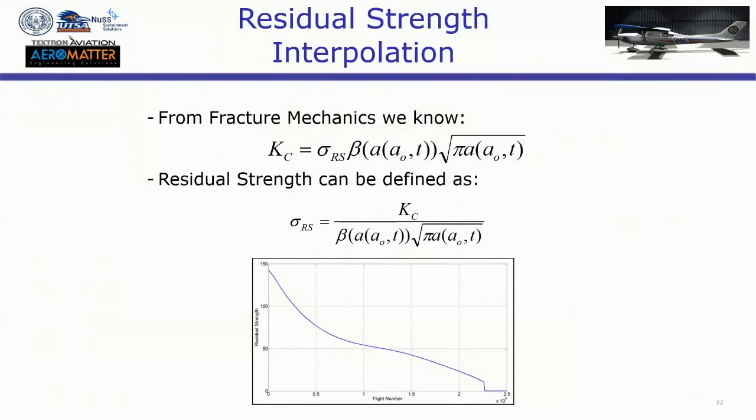Okay, so when we do residual strength, we know from fracture mechanics that fracture toughness is computed by the stress times beta times the square root of pi a. If I come and I do the residual strength, this is Kc divided by this parameter, beta times the square root of pi a. So this is how we compute the residual strength.